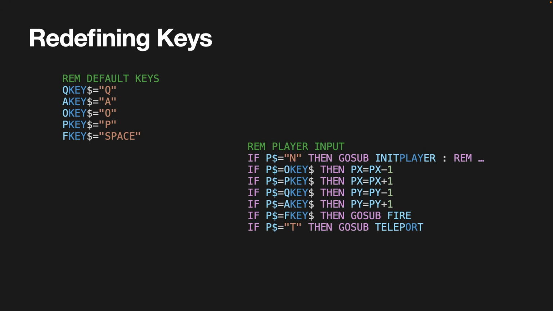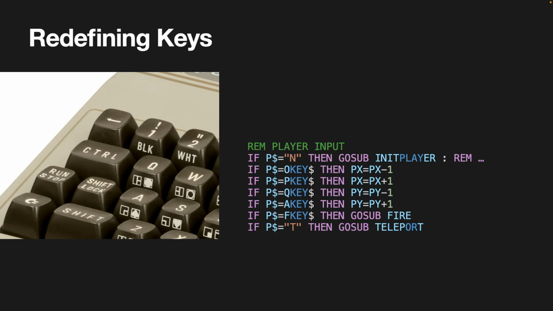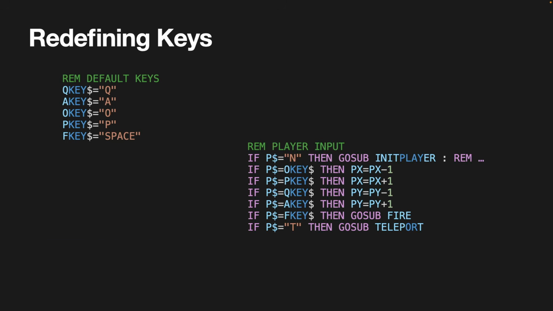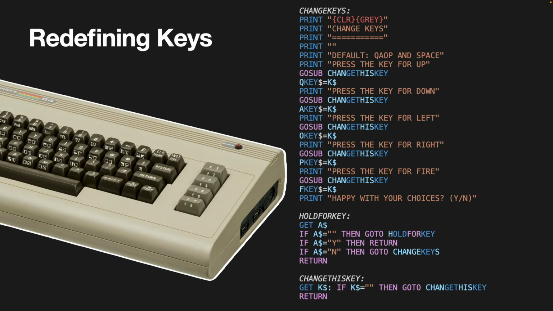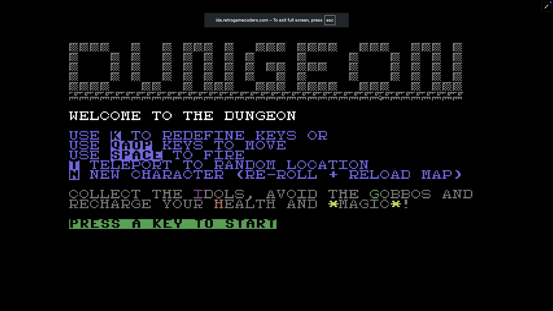And then when you're checking for the player input, we need to check for the variables instead of checking for the literal. So instead of checking Q or W, we check for the key variable instead. And that allows us to change the variable and then change the keys. That does mean that we need to have a redefining keys mode, a screen where we ask the user to press the keys that they want instead.